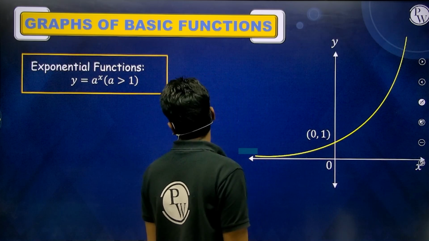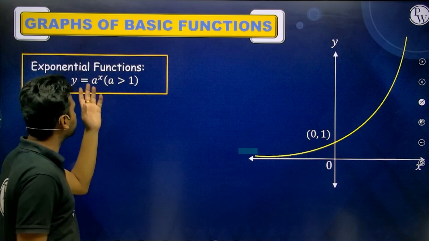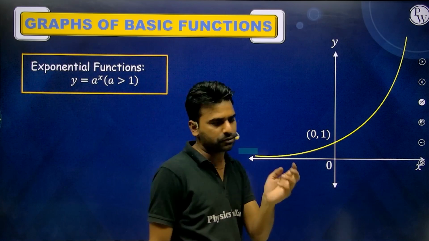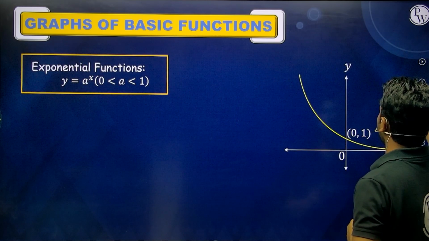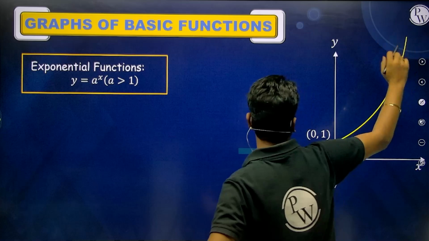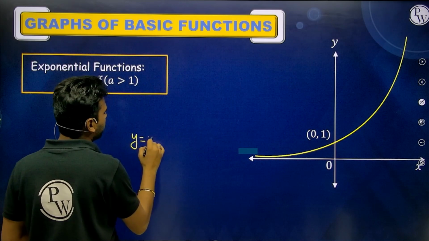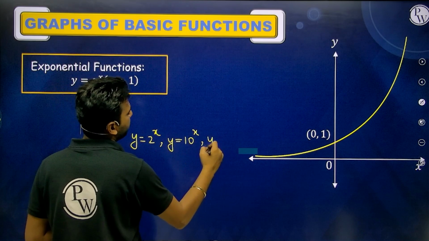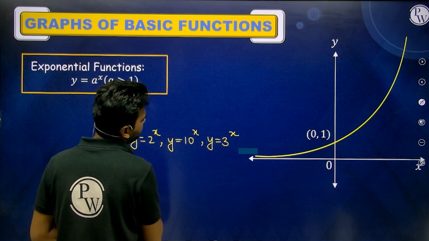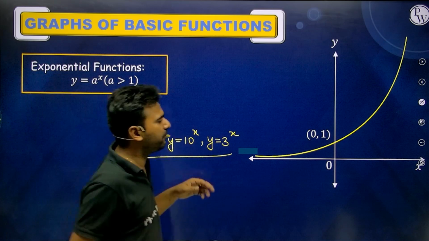Moving ahead, talking about exponential functions. There are two kinds of exponential graphs which can happen. Exponential functions are the functions in which the base is constant and the power is variable, right? So number one graph is like this. This happens whenever the base is greater than 1. Let's say we would like to draw the graph of y equal to 2 to the power x, y equal to 10 to the power x, y equal to 3 to the power x. That is, we want to draw the graphs of exponential functions having base greater than 1. So the shape will be forming like this.